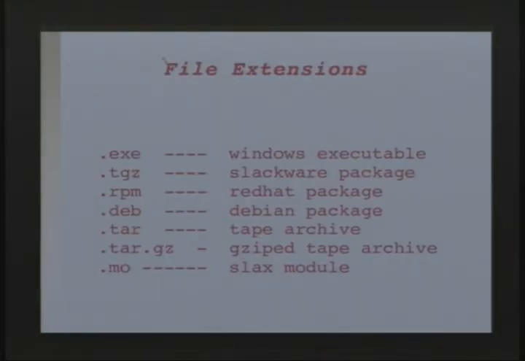In Windows, there's file extensions. In Linux, there's file extensions. .exe is a Windows executable. We all know that. But then there's different packages, like a Slackware package, a Red Hat package, a Debian package. And those are the program that's been configured to run on your version of Linux that you have.